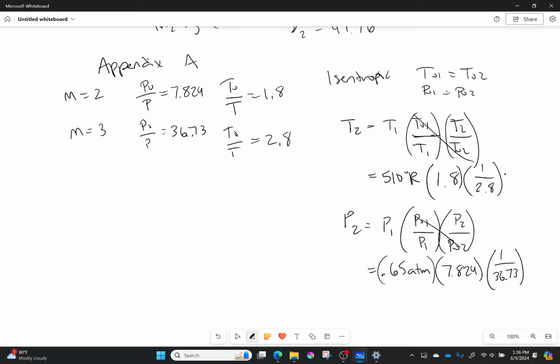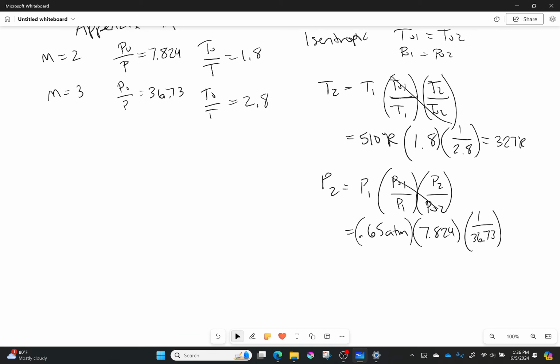So I would get that my temperature is equal to 327 degrees Rankine. Pretty cold. And then let's look at my second one. My pressure would be equal to 0.138 atmospheres.